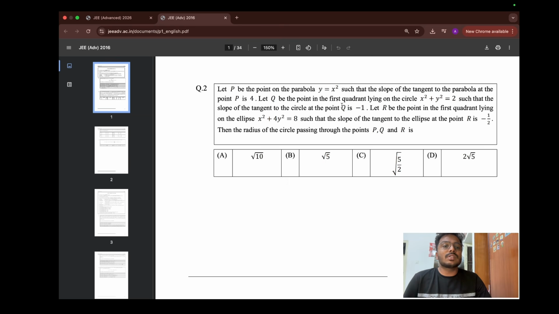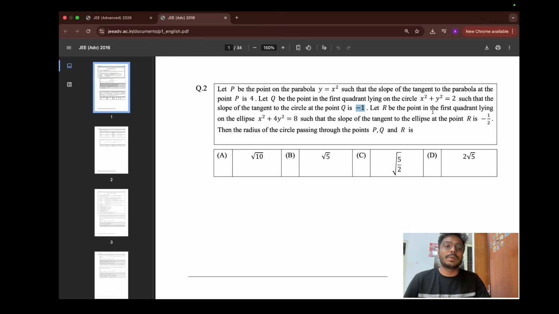Point Q lies in the first quadrant and also on this circle, such that the slope of the tangent to the circle at point Q is -1. So if the slope is given as -1, the tangent will be making 135 degrees with the x-axis. So this is a pretty symmetric point in the first quadrant. So this point is (1, 1). Just by looking at the equation and the slope, we'll be able to write the coordinates of the point.